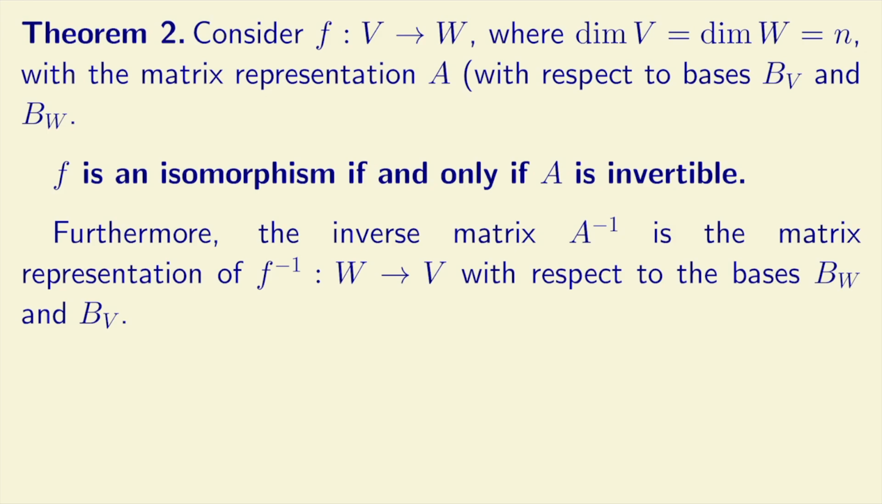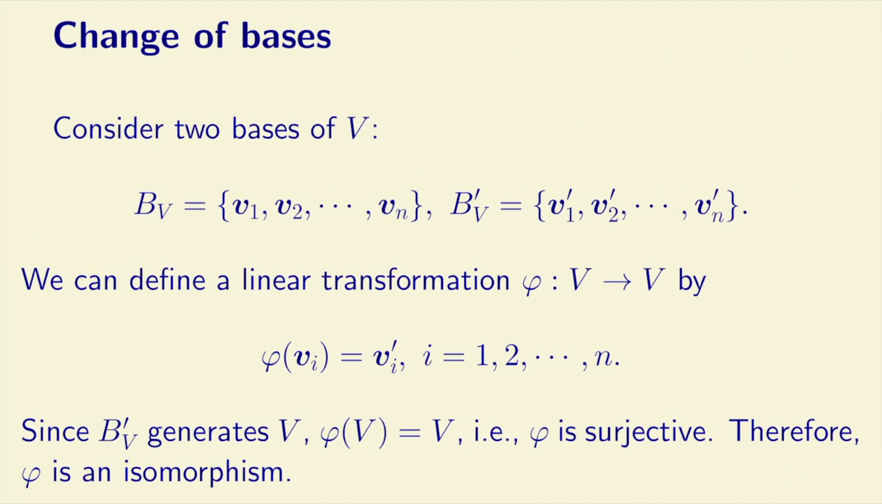I like that. The notes move on to the core topic, change of bases. They define a linear transformation phi from V to V that takes one basis, BV, to a new basis, B prime V. The notes state that phi is an isomorphism. Why is that? What makes it an isomorphism? Well, we have a basis B prime V, which is a set of linearly independent vectors that span V. Our map phi takes the basis BV and maps it to B prime V.